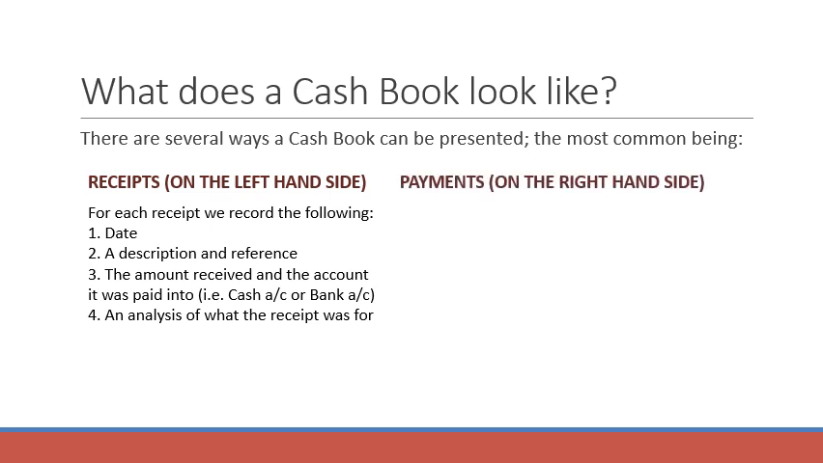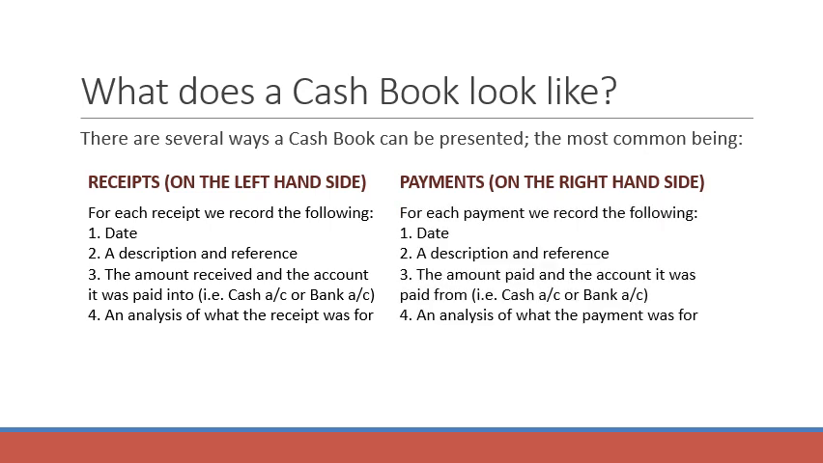On the right-hand side of the page of the cash book, we'd have the payments. And again, the information that we'd record is the same as for receipts. So we'd have the date, description and reference. We'd have where the money was paid from, so whether it came out of our stock of cash or whether it was a payment from the bank account. And we'd analyse what that payment was for. Where is it going?